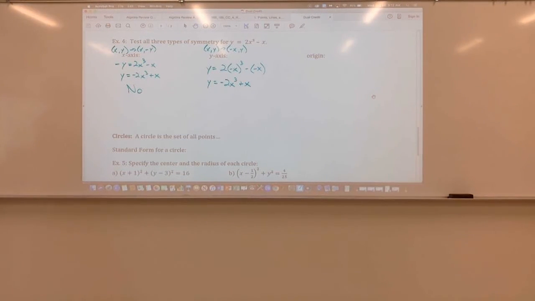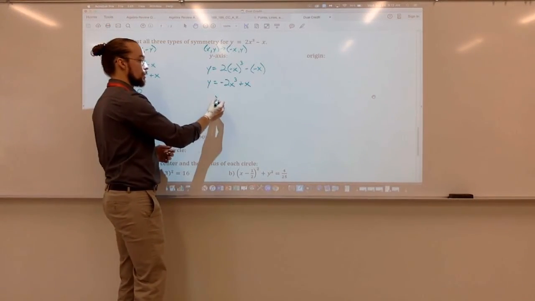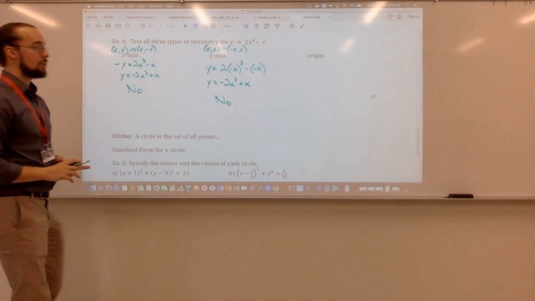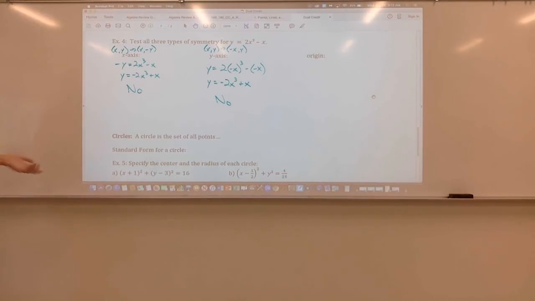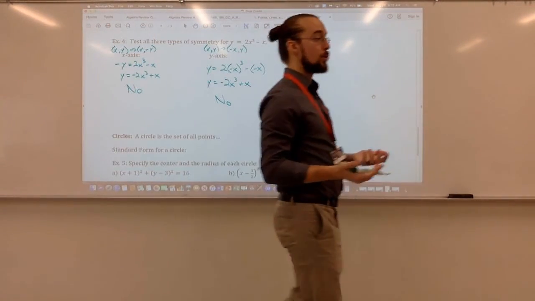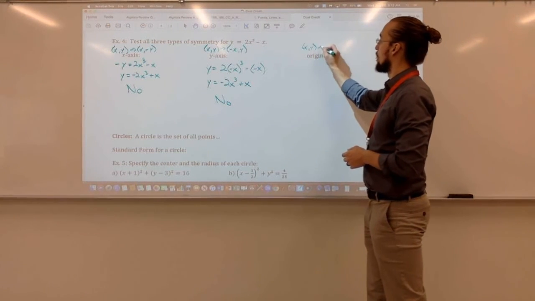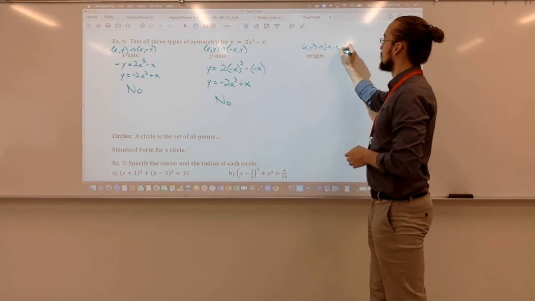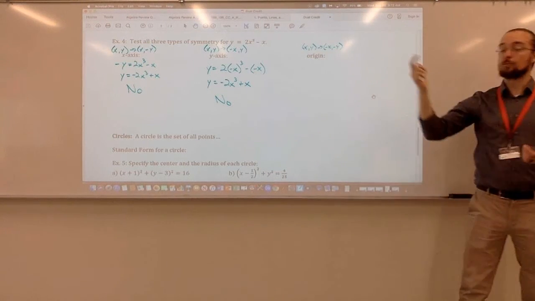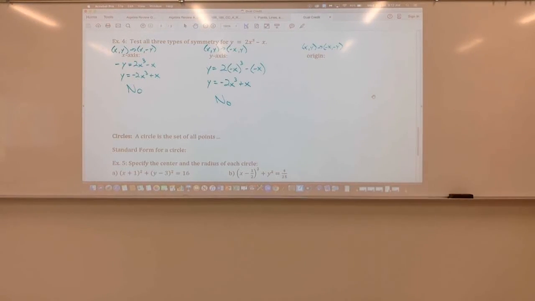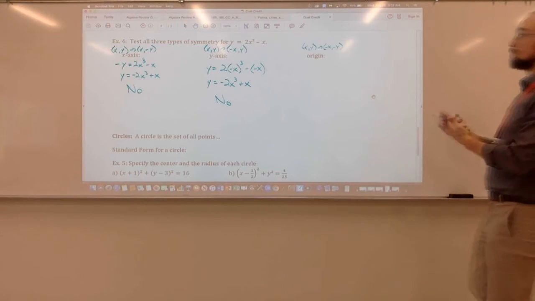Do I end up with the same thing that I started with? No. So this does not have symmetry across the y-axis either. Now, let's test for symmetry about the origin. This is the one where we said if we've got x, y on the graph, then negative x, negative y is on there. So I'm going to replace both x and y with negative x and negative y.